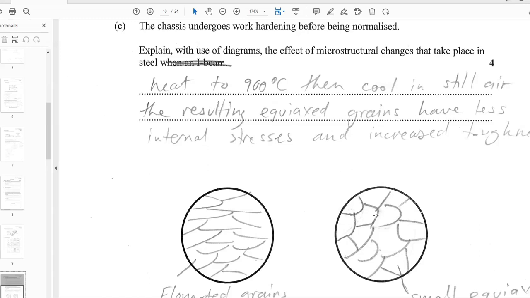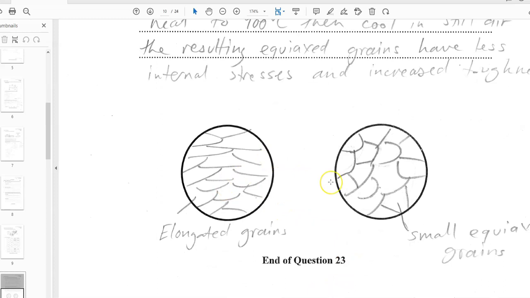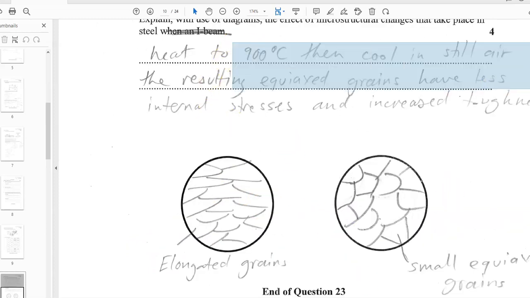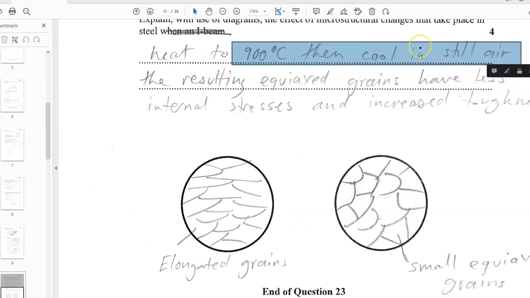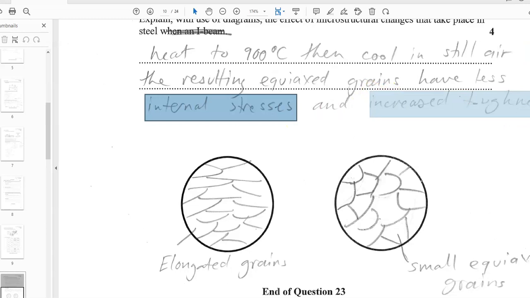Okay, so what are we giving in terms of marks? The drawings are worth 1 mark, right? The label is worth another mark. If they do drawings with no label, no marks. So what we want is elongated grains, small equiaxed grains. So that's 2 marks. You get 1 mark for heat, then cool in air. Heat plus air gives you 1 mark. Then the last mark is for either talking about the stresses or talking about the change in material properties.